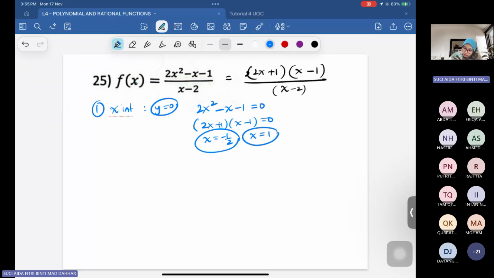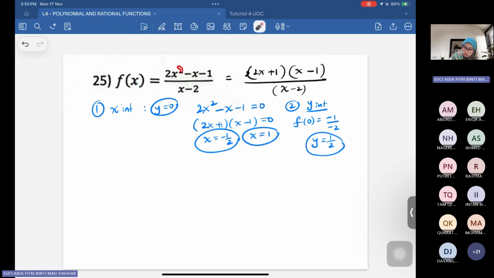Okay, now step number 2, I need the y-intercept by taking x equals to 0. So my f(0) will be negative 1 over negative 2, which is positive 1 over 2. Okay, substitute x equals 0. That leaves you with negative 1 over negative 2.